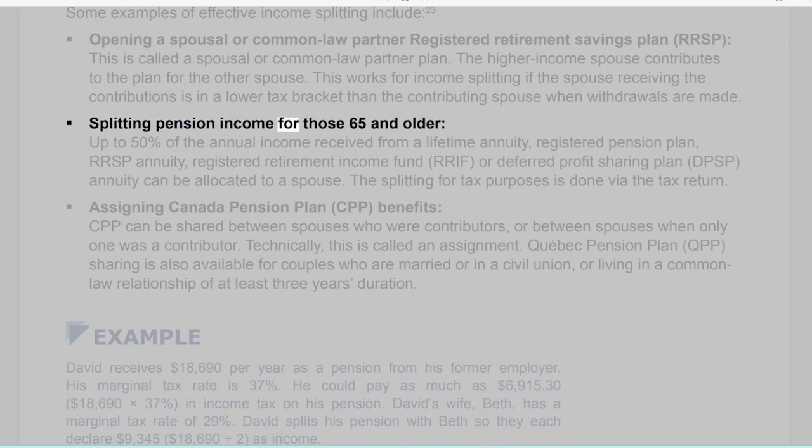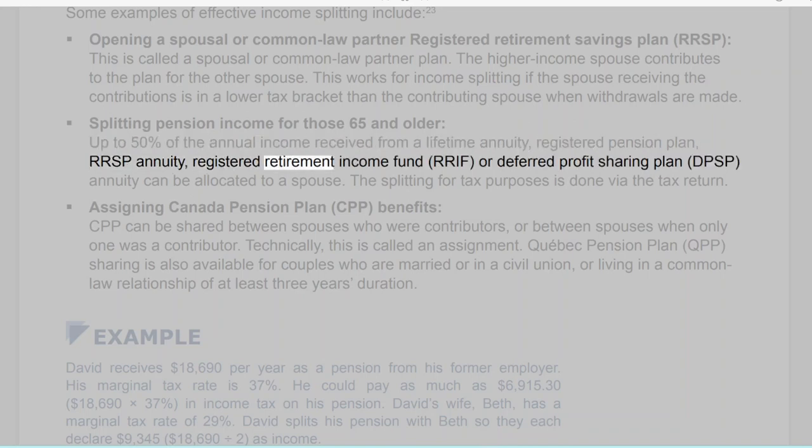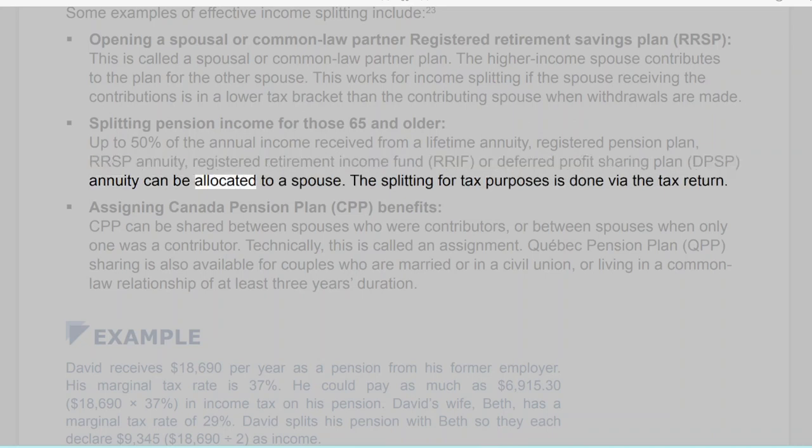Splitting pension income: for those 65 and older, up to 50% of the annual income received from a lifetime annuity, registered pension plan, RRSP annuity, registered retirement income fund, RRIF, or deferred profit sharing plan, DPSP, annuity can be allocated to a spouse. The splitting for tax purposes is done via the tax return.